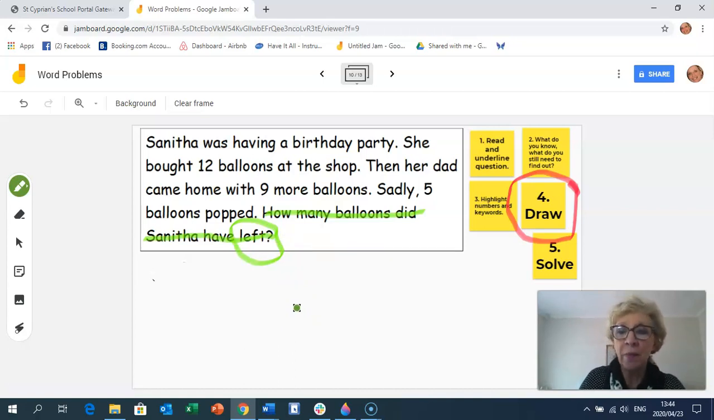Sunita was having a birthday party. She bought 12 balloons. We're circling 12 balloons. So that makes sure I have a good look at that and zoom into that. Then her dad came home and he had 9 more balloons. Okay, so I'm going to draw this now, guys.